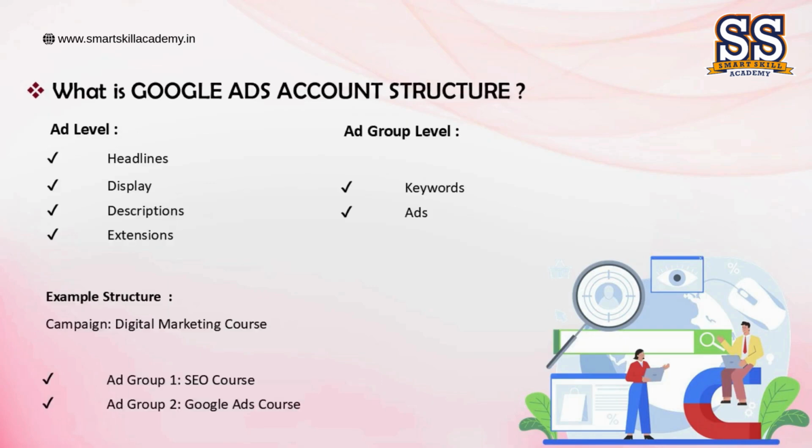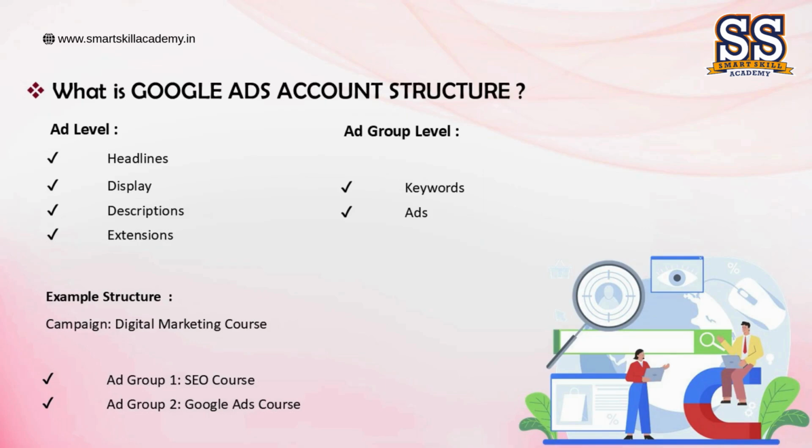In our final look at the Google Ads account structure, we move into the highly specific ad group and ad levels to see how a campaign is actually built. At the ad group level, you organize your strategy by selecting specific keywords and assigning the relevant ads to them. For example, under a broad digital marketing course campaign, you might have separate ad groups for an SEO course and a Google Ads course to keep your targeting precise.